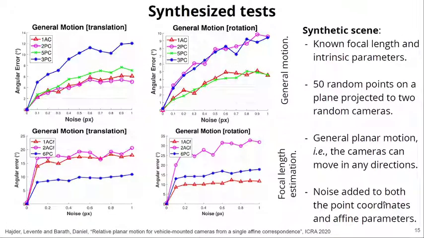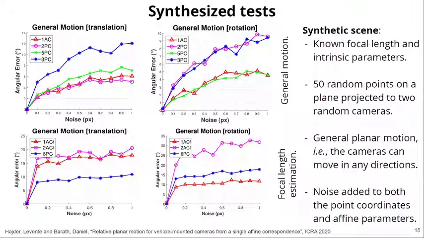For the synthesized test, noisy data are generated by MATLAB. For the camera pose, the planarity constraint is considered. 50 random points are projected using random camera parameters. Gaussian noise is added to both point locations and affine transformations. The proposed method, for the first test in the first row, when the camera parameters are known, is compared to the 5-point algorithm of Stevenius, the 2-point method of Choi et al., and the simple linear 3-point algorithm. The proposed method is denoted by 1AC, as only one affine correspondence is required for the estimation.